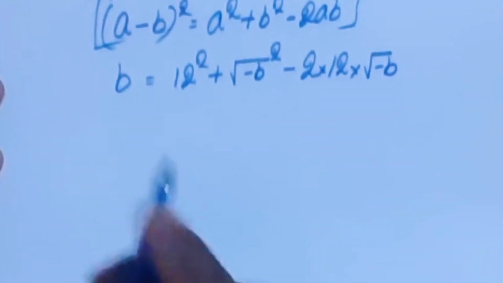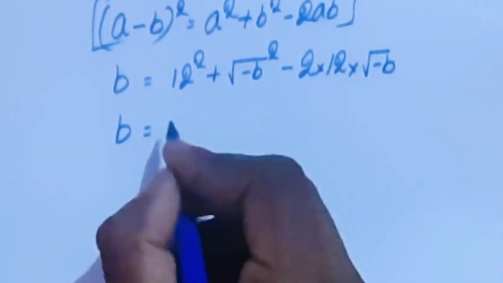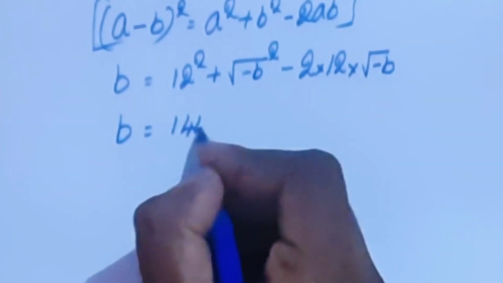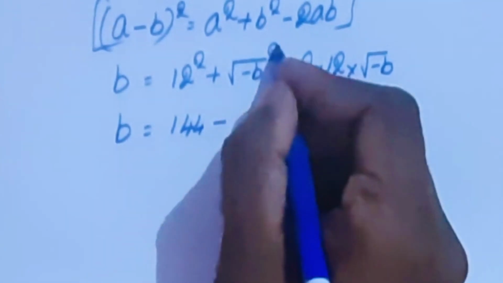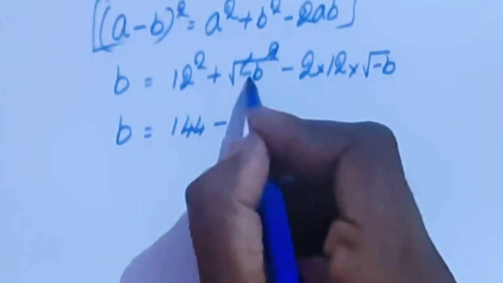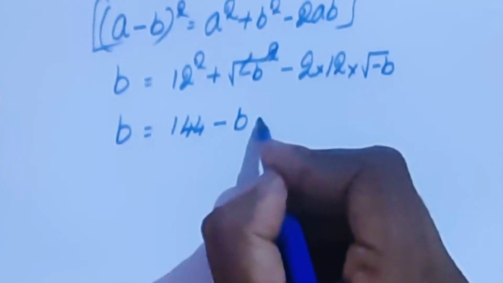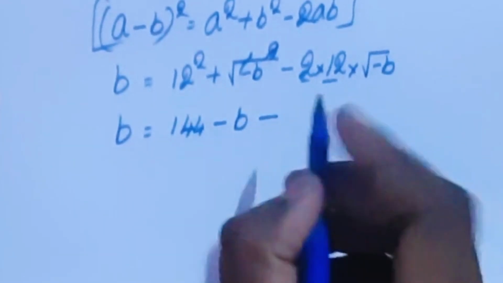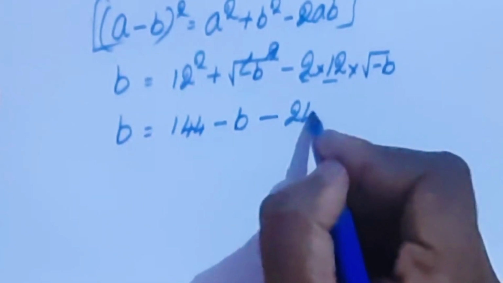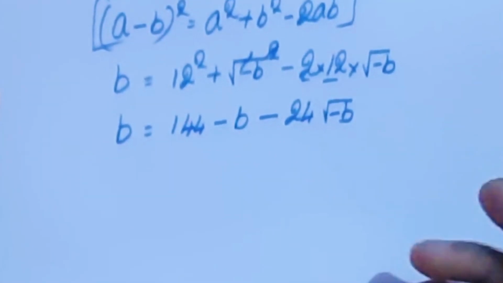Now b equals, this 12 square is 144. This square and square root will cancel each other. Here we have minus into plus is minus b. Here 2 times 12 is 24 square root of minus b.